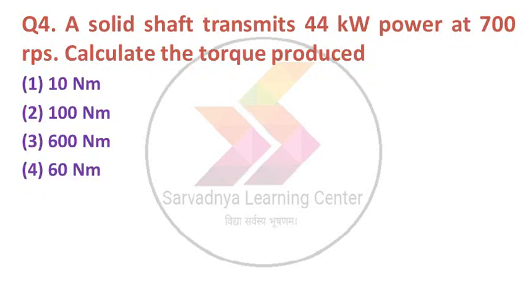Next question. A solid shaft transmits 44 kilowatt of power at 700 rpm. Calculate the torque produced. Option 1, 10 Newton meter; option 2, 100 Newton meter; option 3, 600 Newton meter; option 4, 60 Newton meter. We are using here the formula of power is equal to 2 pi NT upon 60. Using that formula we got the answer: option number 1 is correct, 10 Newton meter.